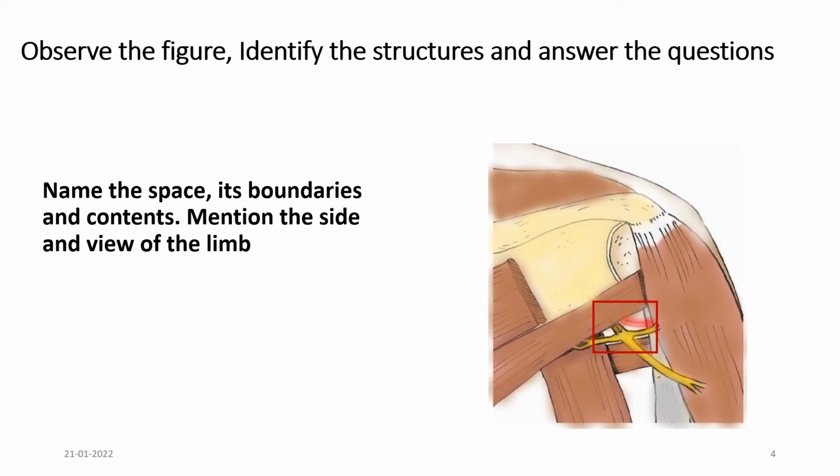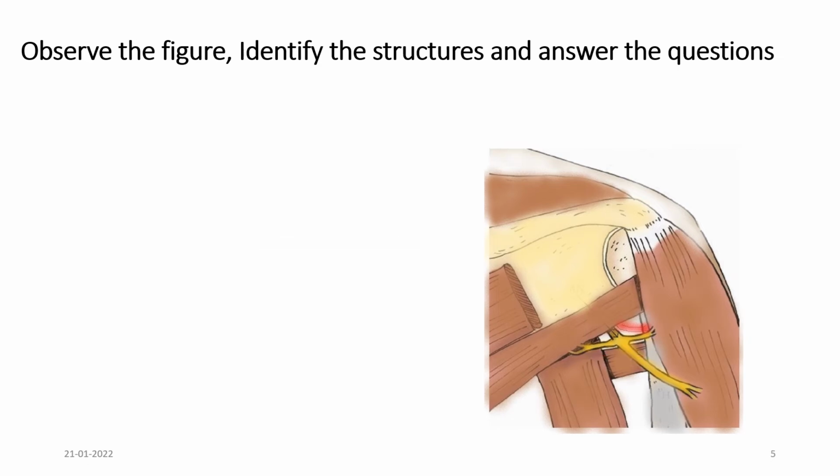Now let us see another component of this image-based question, and in this a rectangular area was marked. So focus on this area. You have to name this space and give its boundaries and contents. You have to also mention the side and view of the limb. So what you are seeing, that rectangular area, you have to name it. So it's a quadrangular space.